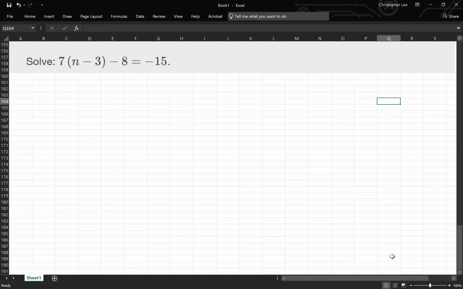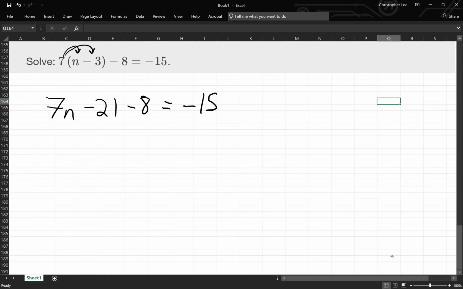No wrong answers here. Simplify left, so 7 times n. Okay, let's do that. So you're saying I'm going to distribute the 7 over here. I like that, right? So 7 times n, it's going to give me 7n, right? And 7 times -3, that's -21. Minus 8 is equal to -15.